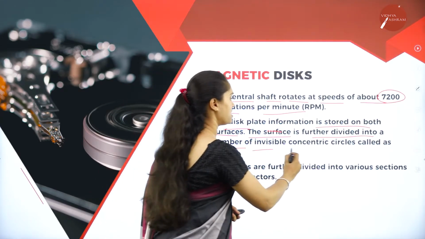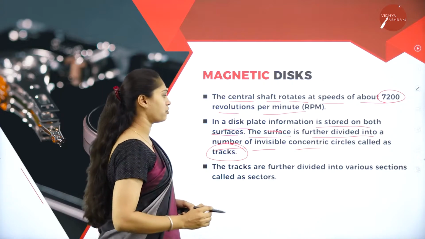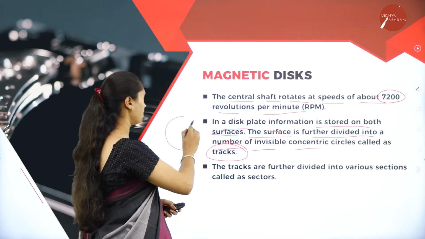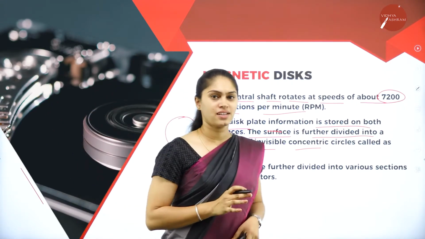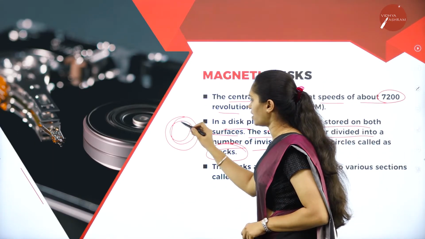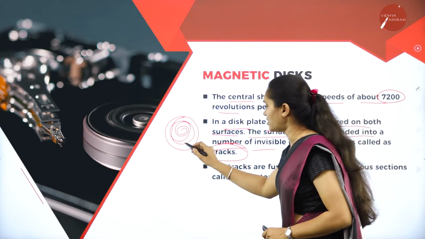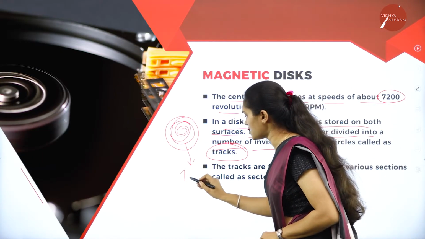The surface is further divided into a number of invisible concentric circles called tracks. For example, here it is a thin circular plate, and that circular plate has invisible concentric circles. That is known as tracks.